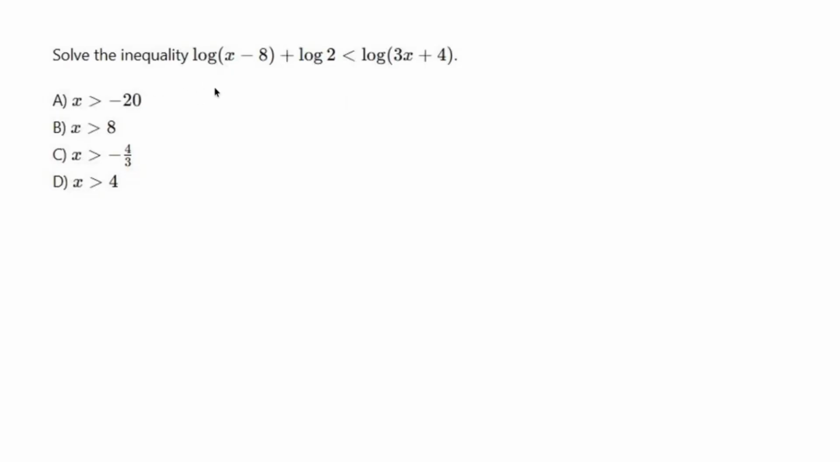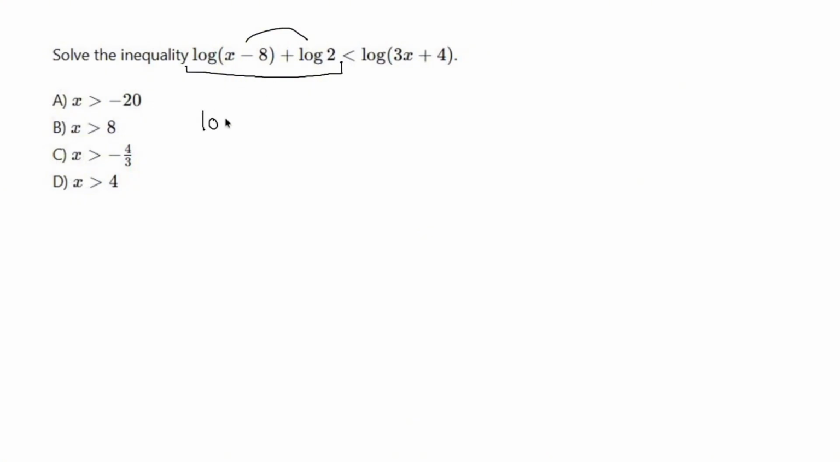Solve the inequality log of x minus 8 plus log of 2 is less than log of 3x plus 4. Whenever you see logs a part of every single term, that's a good thing. But what we need to do is combine the logs as often or as much as we can on each side individually and then take it from there. A log of stuff plus a log of stuff means I multiply the insides.